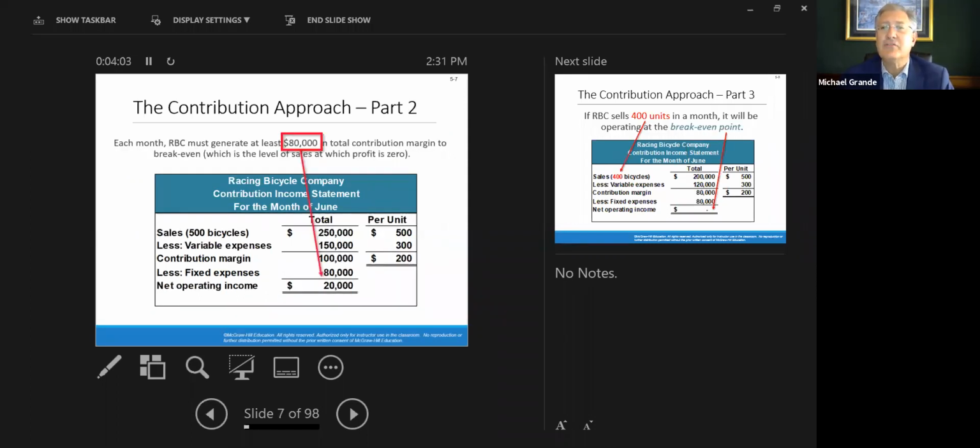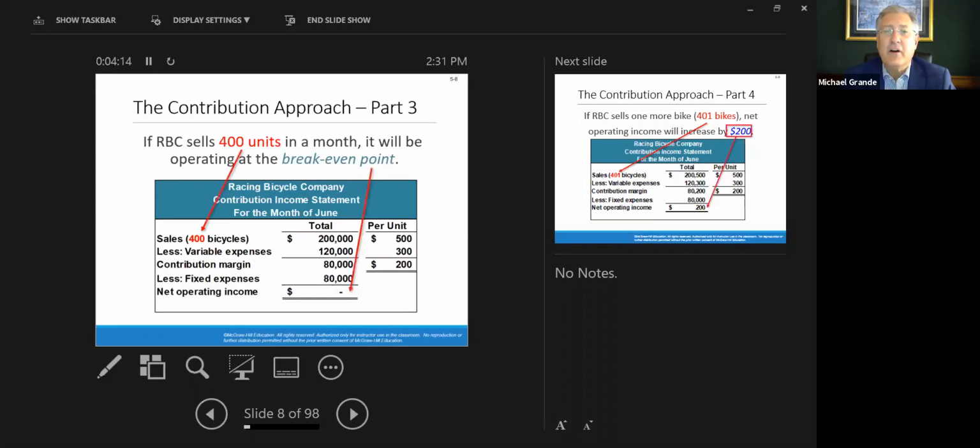Each month, RBC must generate at least $80,000 in total contribution margin to break even, which is the level of sales at which profit is zero. If RBC sells 400 units in a month, it will be operating at break-even point. Well, how do I know that? Well, we're going to see some formulas. You can also try trial and error, but you can very easily see that if the contribution margin per unit is $200 and the fixed cost is $80,000, they need to sell 400 bikes to cover their fixed expenses and have a net income of zero.